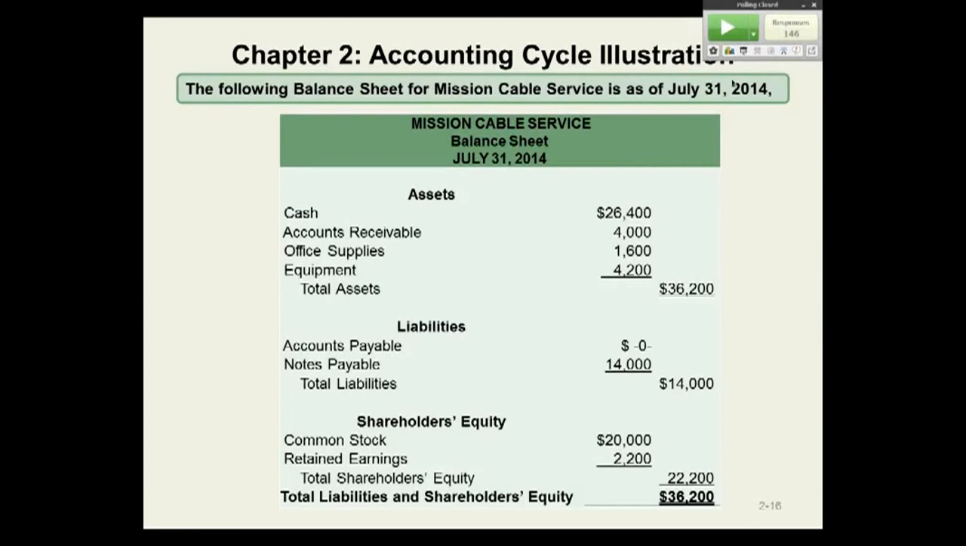What does liquidity mean? It means the ability to convert to cash with minimal risk of loss. That definition is around somewhere in one of the lectures. Cash comes first, then receivables, then office supplies, and the least liquid is equipment. It's harder to sell a piece of machinery than it is to sell a receivable or a box of copy paper, for example.